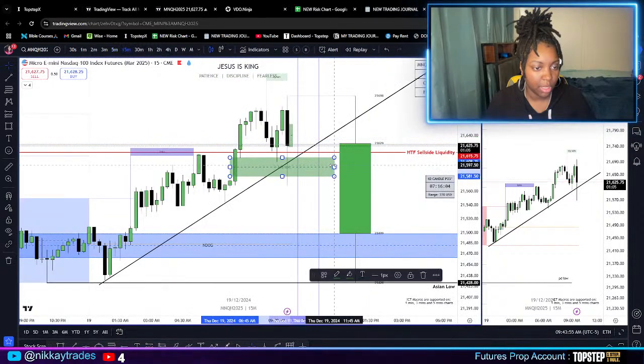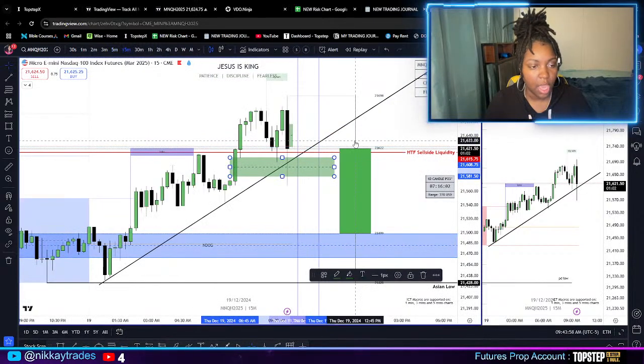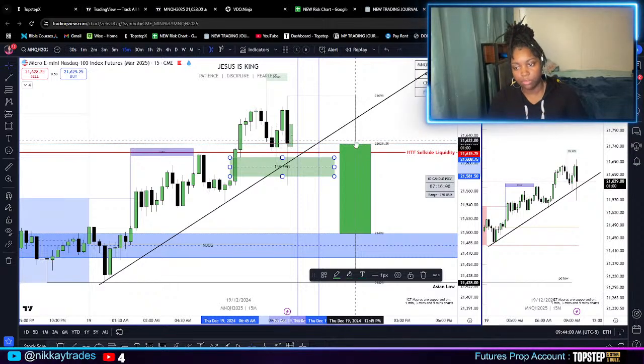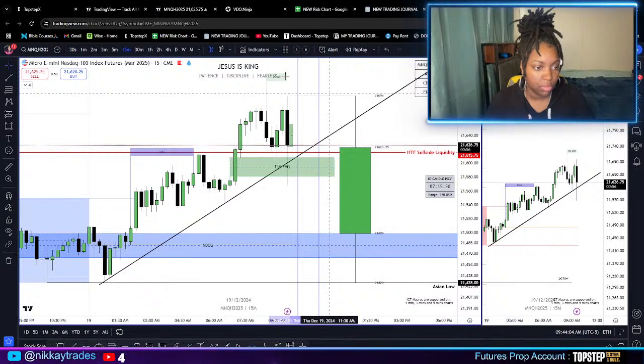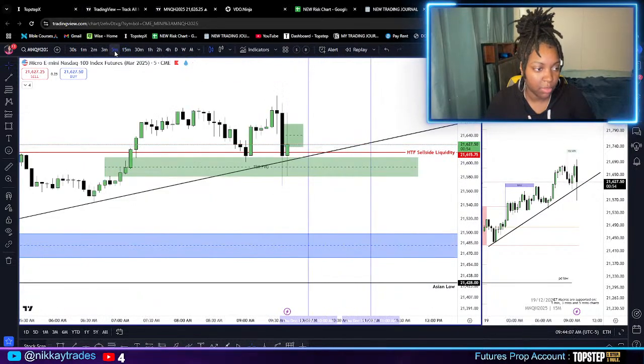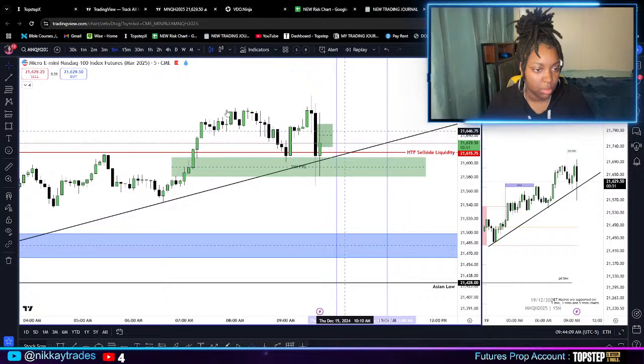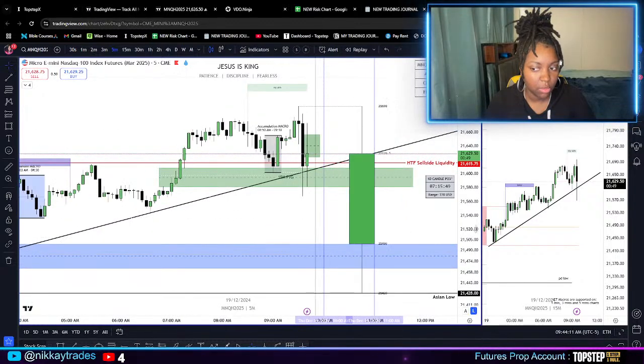Let me label it. I like labeling my gaps because sometimes I go from time frame to time frame. So I like to label it so I know where the gap is coming from, where I seen the gap at. So yeah, it's literally tapping off of it now.